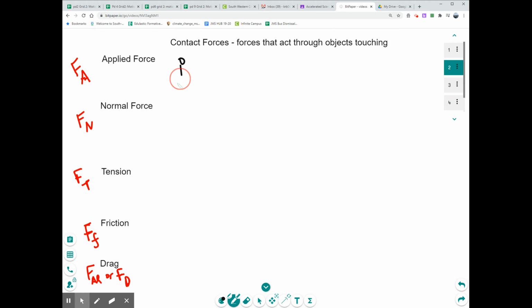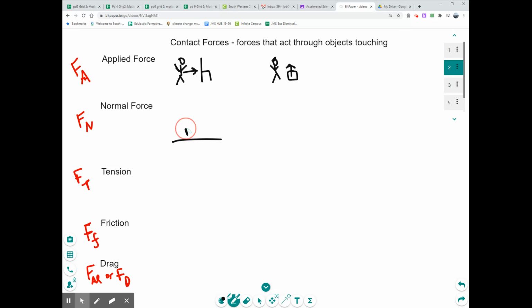So what the heck is an applied force? Let's say you're standing on the ground and that's you. And there's a chair and you're going to push the chair. That's an applied force. You're applying a force to the chair. Or maybe you are going to pick up an object. The force you apply to pick up the object, let's say you apply a force upward on the object, that force is your applied force. You're applying it.